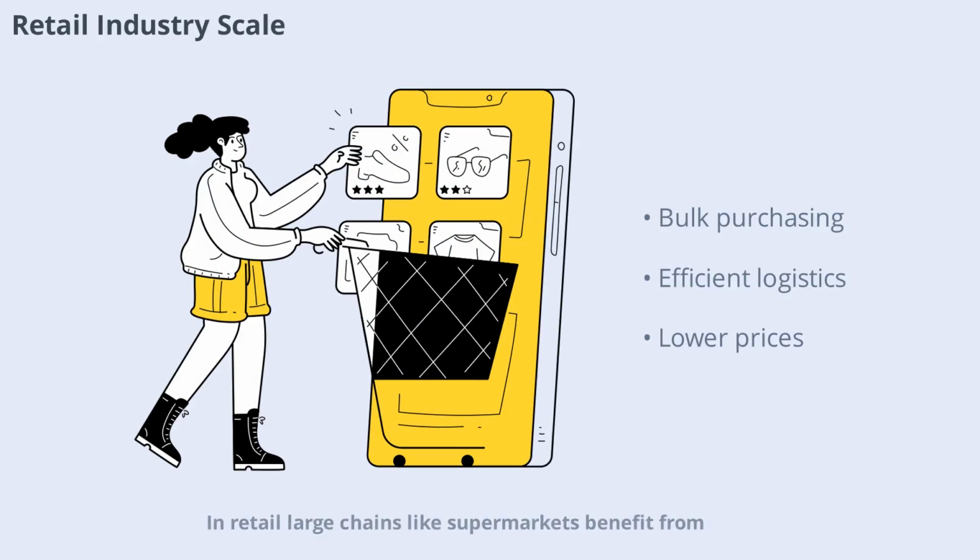In retail, large chains like supermarkets benefit from economies of scale by buying in bulk, optimizing logistics, and using advanced inventory systems. These efficiencies allow them to offer lower prices than smaller competitors. The result is a highly competitive market where scale can be a decisive advantage.